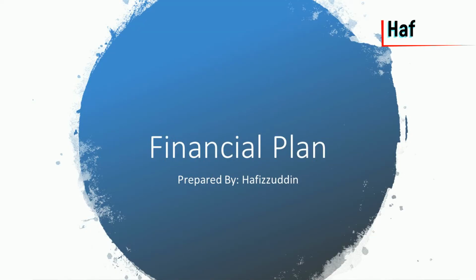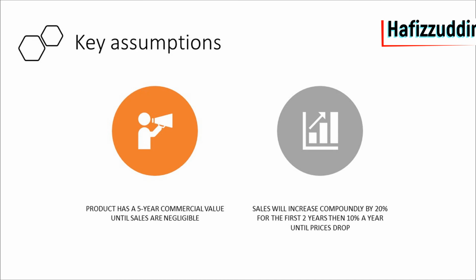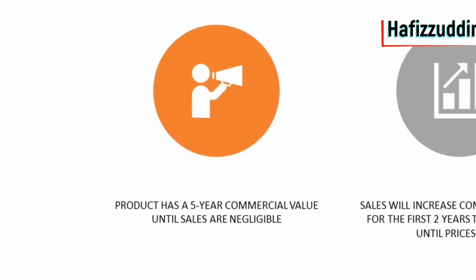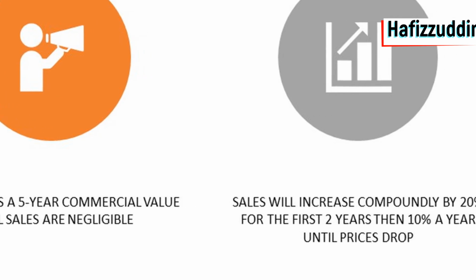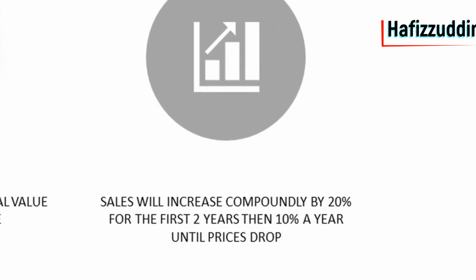Now I will present the financial plan for this product. First of all, we are making this product with 2 key assumptions. The first is that the product has a 5-year commercial value until sales are negligible. The second is that sales will increase compoundly by 20% for the first 2 years, and then 10% a year until the prices drop.